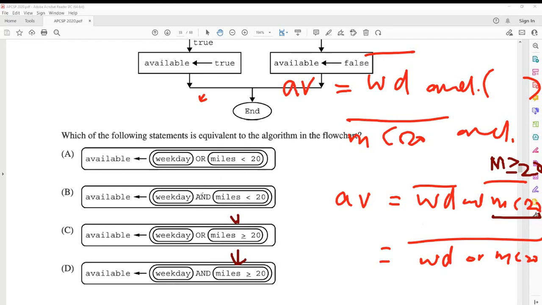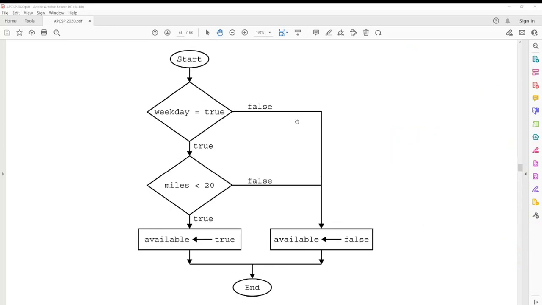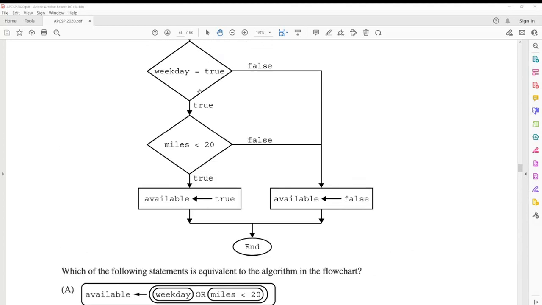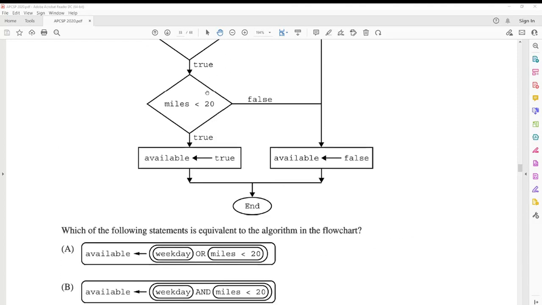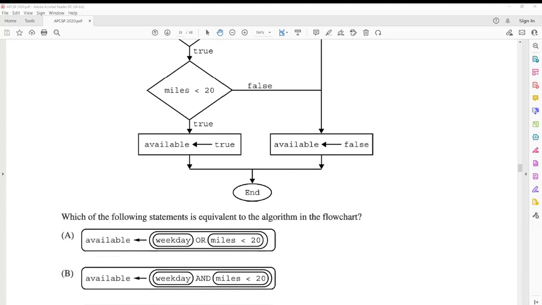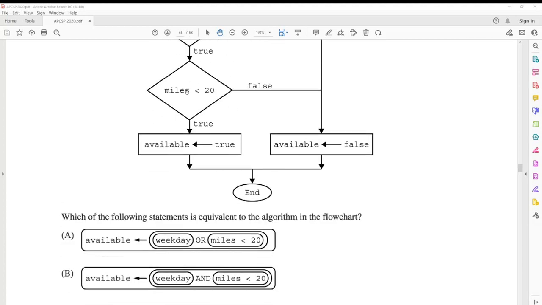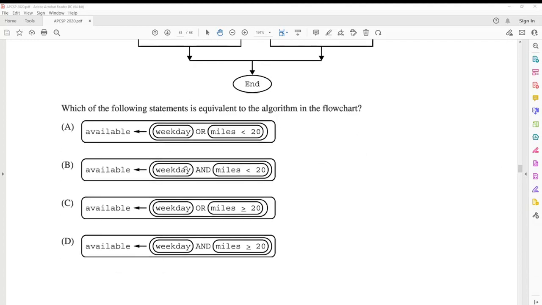This one actually has some problem. I don't see the solution. Let me try it one more time. So here when weekday equals true, then you will need to check if mile is less than 20. So only weekday equals true and mile less than 20, it will be true. So it actually should be here.